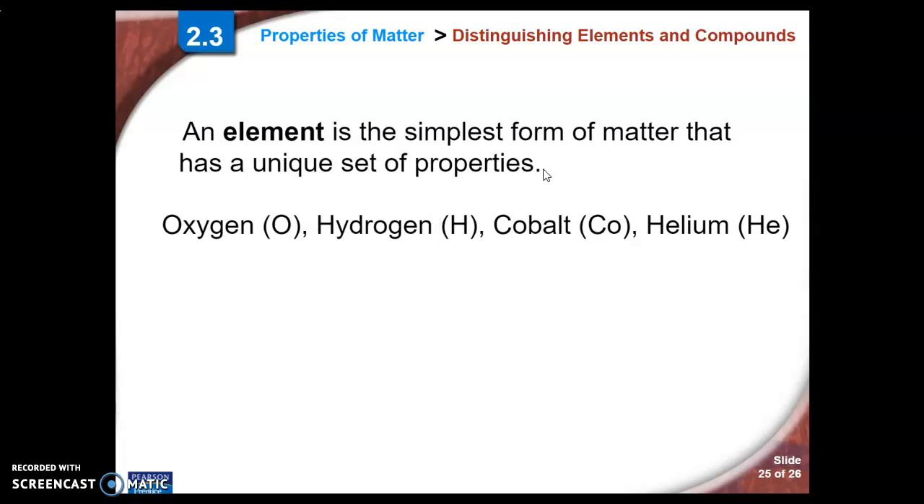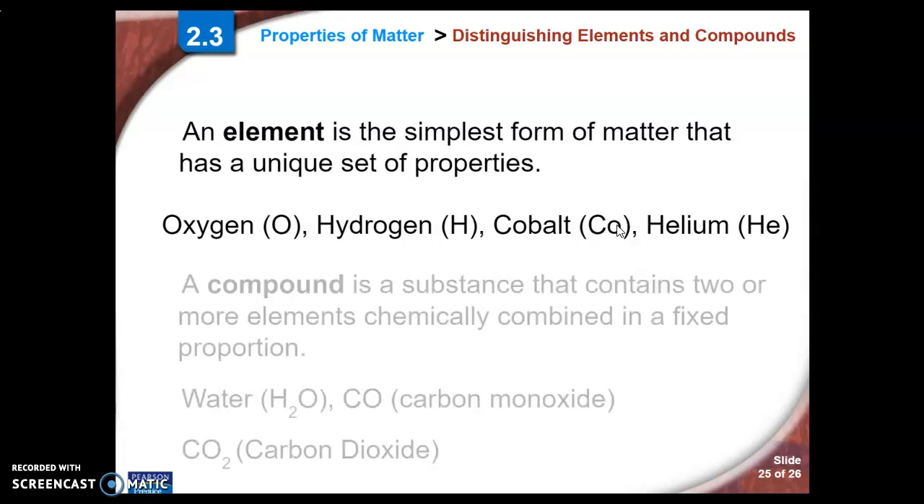I want to mention something here. For example, here we say cobalt. The first letter of the symbol is capital. The second letter is small. Helium. The first letter is capital, the second letter small. Some of them only have one letter for the symbol. If it has more than one letter for the element symbol, the first is capital, the second one is small.